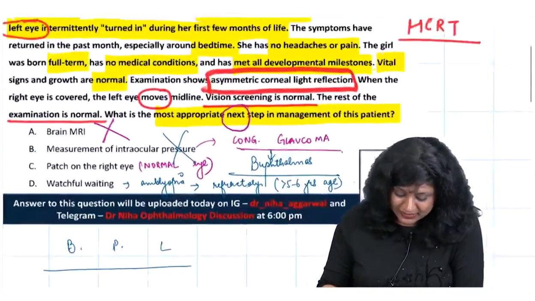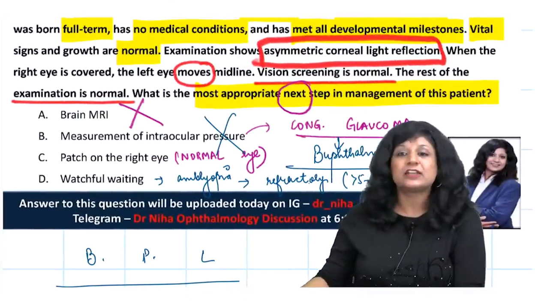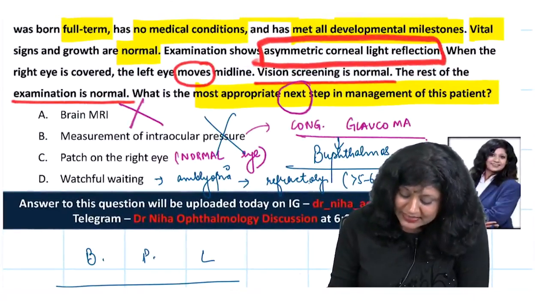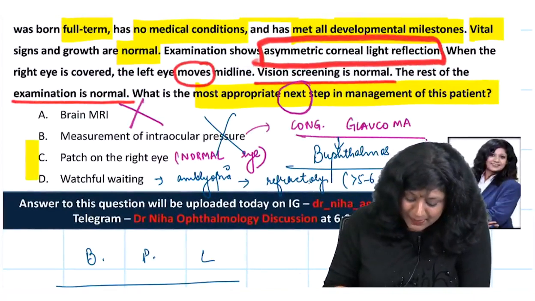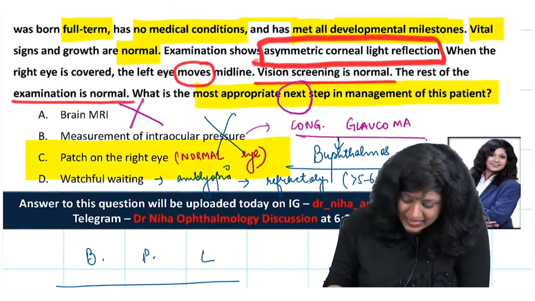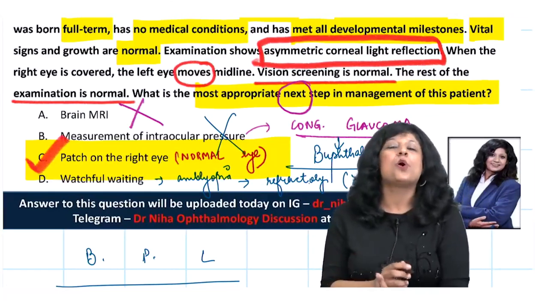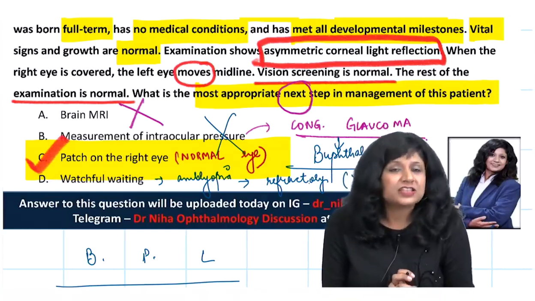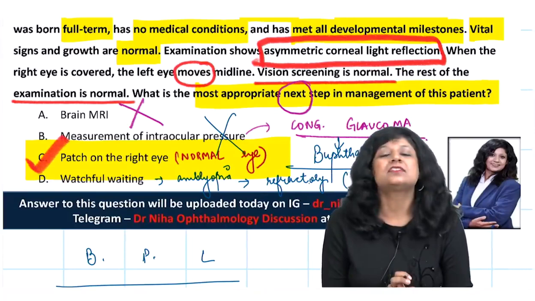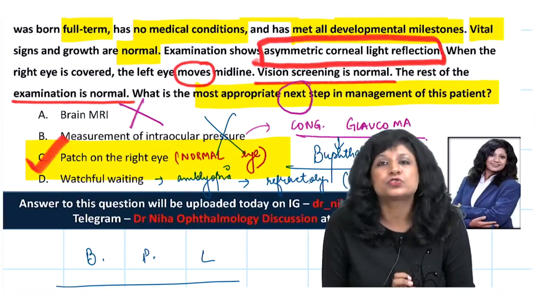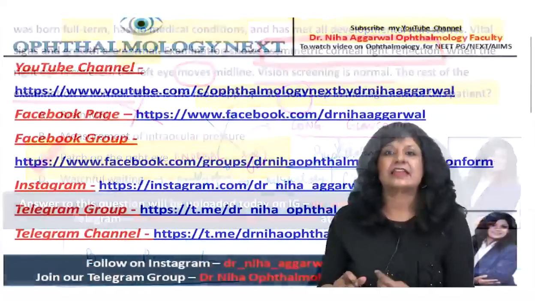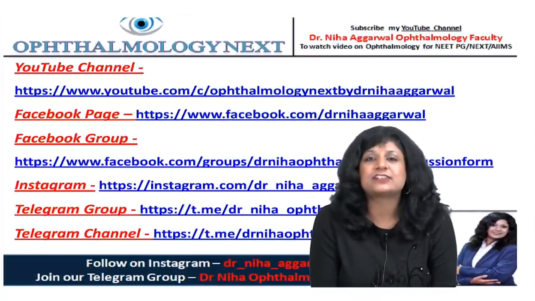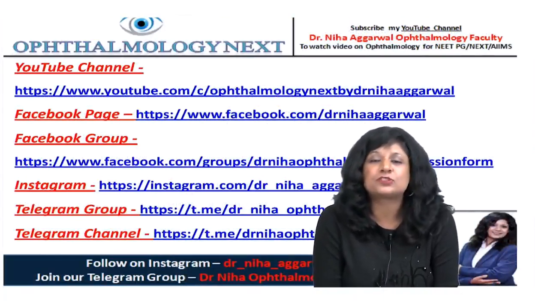So if you look at the options here, what is the correct option? The correct option to this question will be patch on the right eye, because this is the normal eye. So I want to do the occlusion therapy patching the right eye so that the left eye is forced to see.